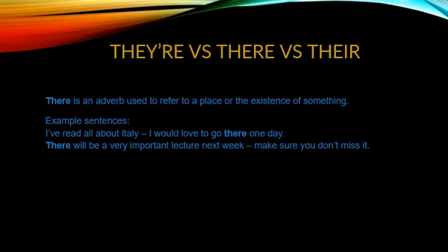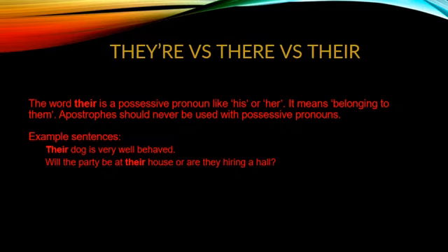Another commonly confused word is their. The word their is a possessive pronoun, just like we saw its or his or her. It means belonging to them. An apostrophe, as I told you before, should never be used with a possessive pronoun. An example sentence will demonstrate the usage of their. Their dog is very well behaved. Will the party be at their house or are they hiring a hall?